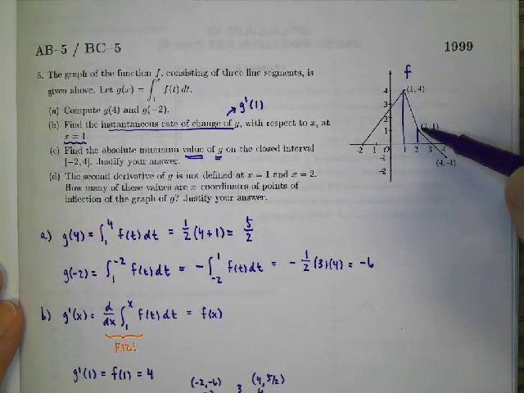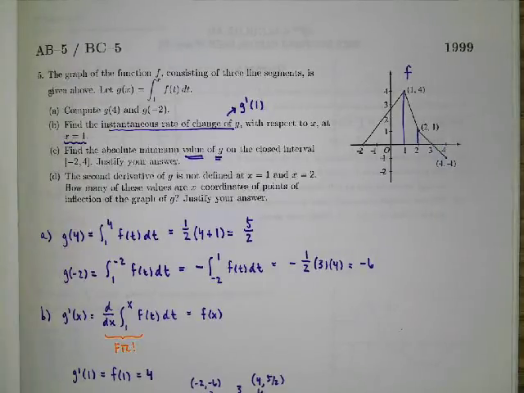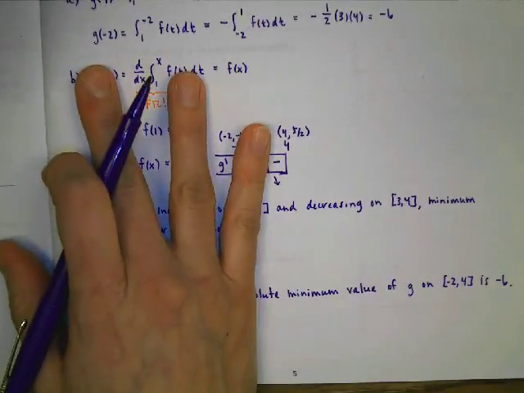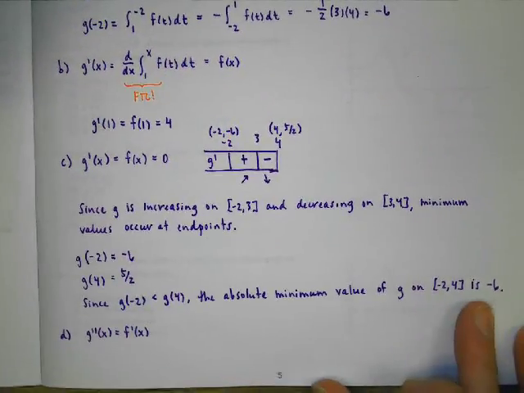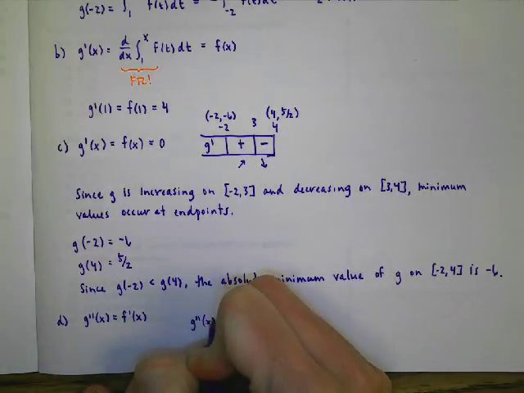So those are potential candidates for points of inflection. This question is asking, of those values, which ones are actual points of inflection of the graph of g? So here's what we're going to do. We know that g double prime of x is undefined.